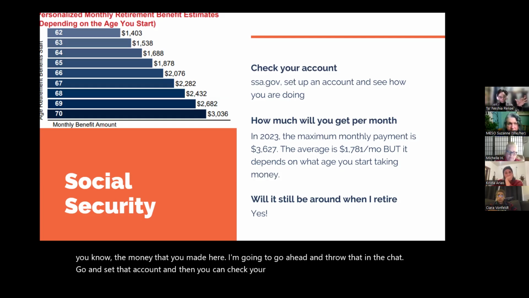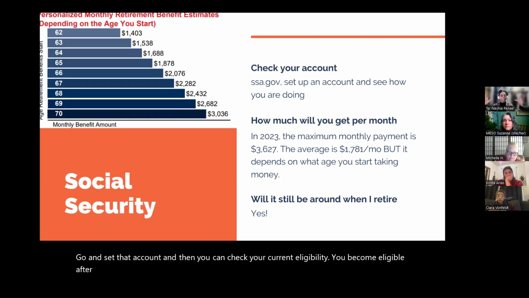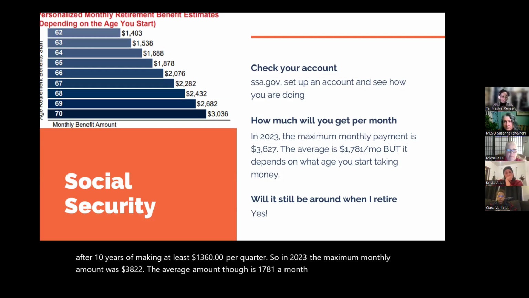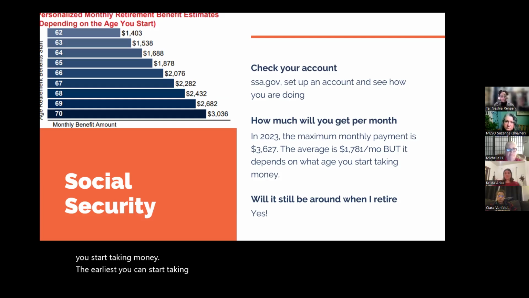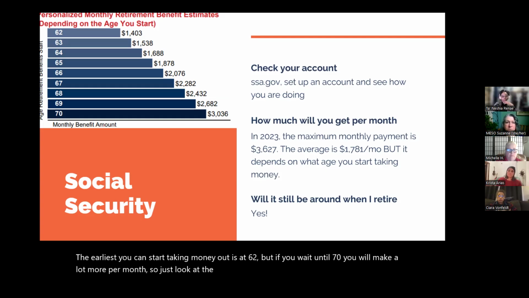You become eligible after 10 years of making at least $1,360 per quarter. So in 2023, the maximum monthly amount was $3,822. The average amount, though, is $1,781 a month, but it depends on what age you start taking money. The earliest you can start taking money out is at 62, but if you wait until 70, you will make a lot more per month. So just look at the chart here that we have on the screen.